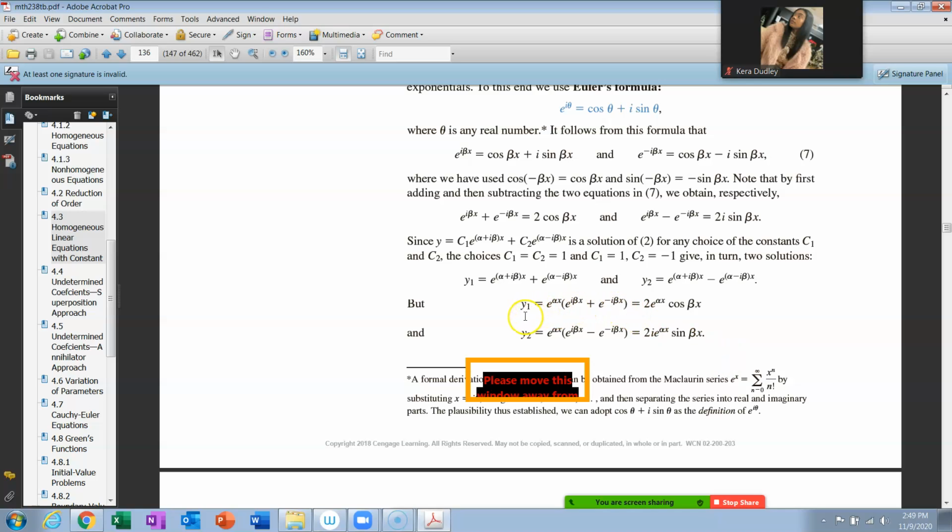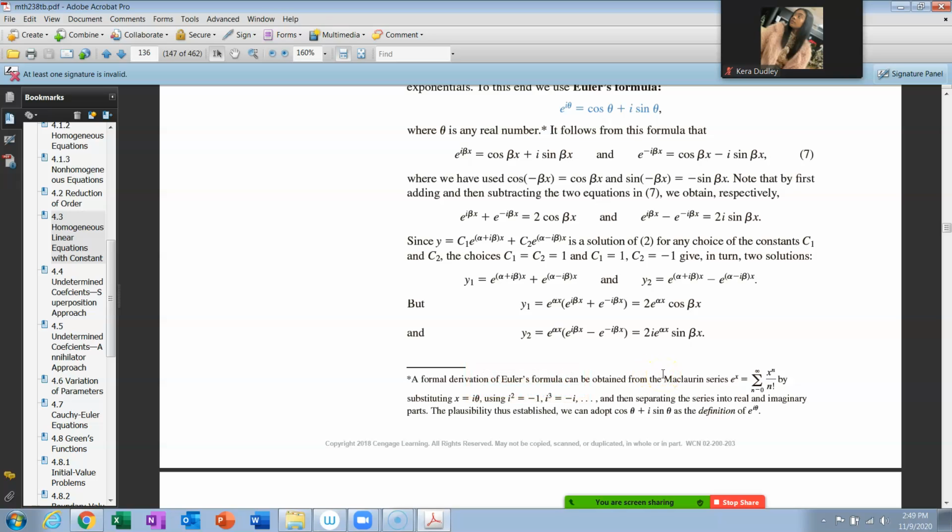Now, in the first one, where C1 and C2 are both equal, you're adding these things together, and that's when you eliminate the I term, the I sine beta x. That goes to 0. When you do the second one, C1 is 1 and C2 is minus 1, then you wind up with 2 times I e to the alpha x sine beta x. Okay?